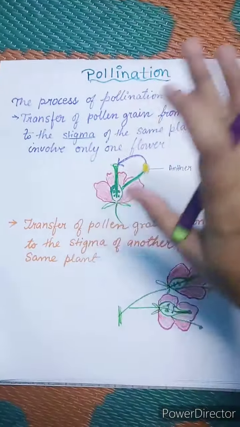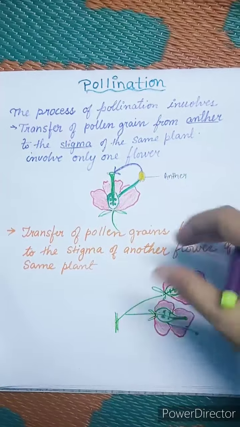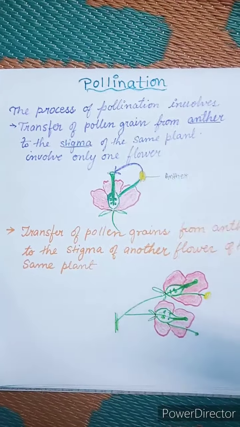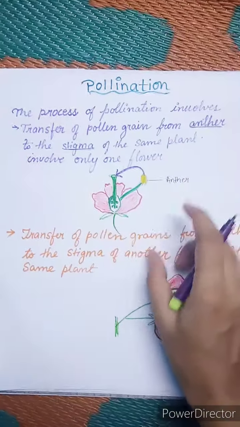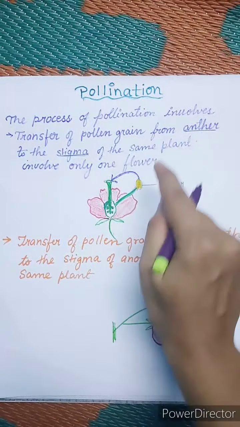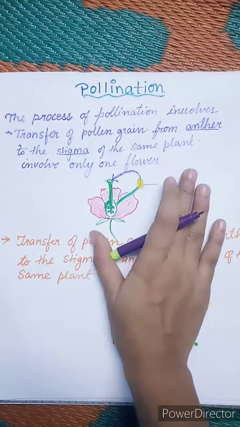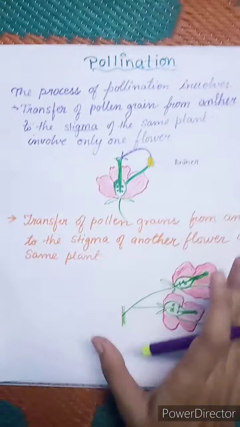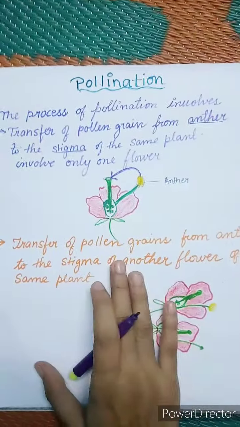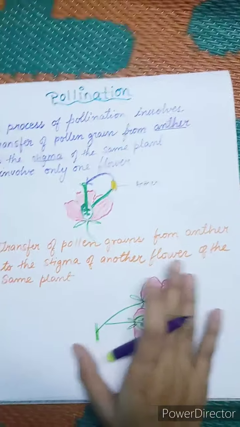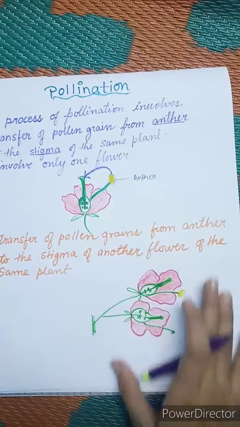So there are three types, which I am trying to explain. First, you saw the transfer of pollen grain from anther to the stigma of the same plant, meaning one plant, one flower is required. Second is transfer of pollen grain from anther to the stigma of another flower.